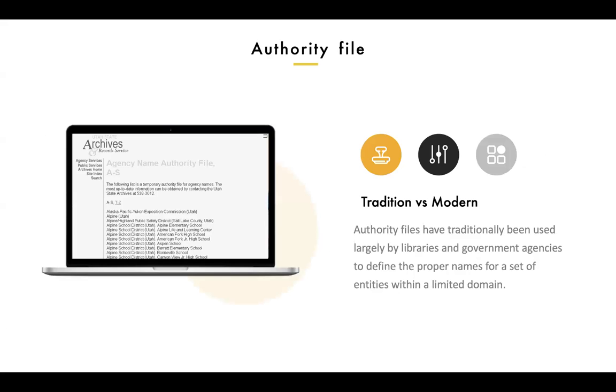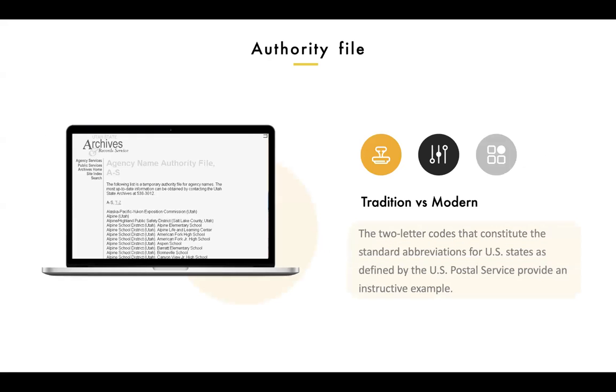About authority files, they have traditionally been used largely by libraries and government agencies to define the proper names for a set of entities within a limited domain. Now, the two-letter codes that constitute the standard abbreviations for U.S. states, as defined by the U.S. Postal Service, provide an instructive example.